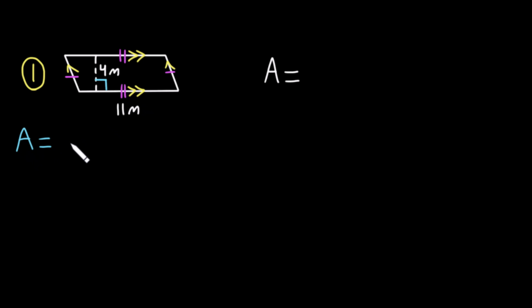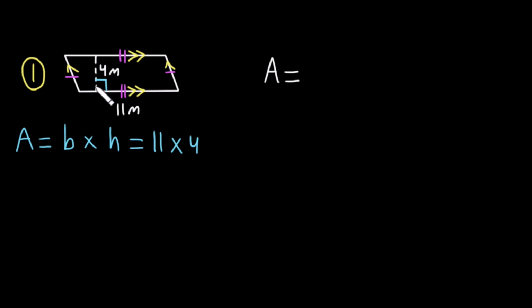The area equals the base multiplied by height, equals the base, which is 11 meters, and the height, which you can see is 4 meters. Why is this the height? This is the height because it's the perpendicular distance from the base to the opposite side. So that's why this is the height. You can think about it like this: this is the base because you are sitting here and looking up. So this is the height.